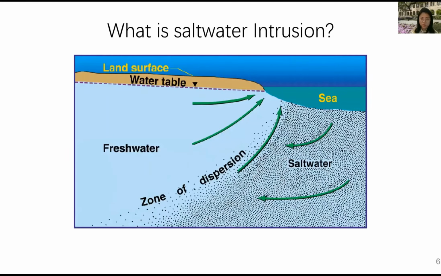Engineers have come up with a way to limit the dispersion. They build a pumping system near the seashore, capturing the dispersion and preventing fresh water from being encroached.